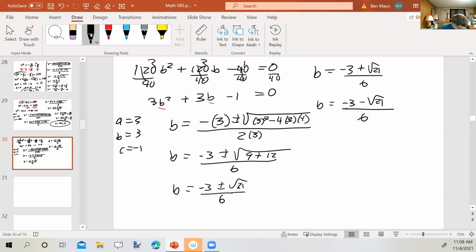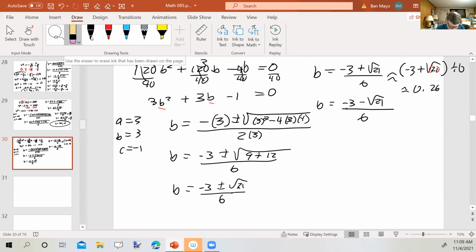I need to do the decimal approximations. So this would be parentheses, negative 3 plus the square root of 21, close parentheses, divided by 6. And again, there's that second set of parentheses in there. So parentheses, negative 3 plus the square root of 21, close up the whole thing, divided by 6. And I'm getting 0.263. The 3 would round down, so it's just going to be 0.26.